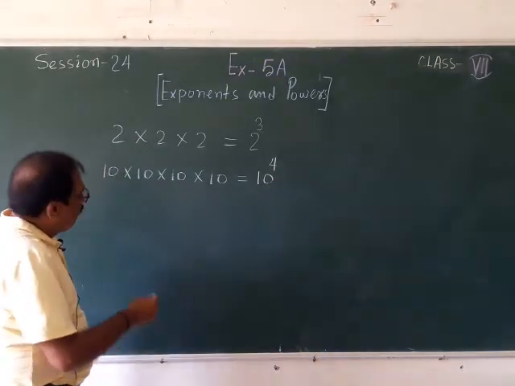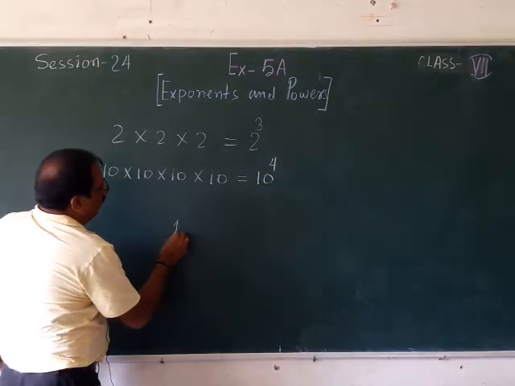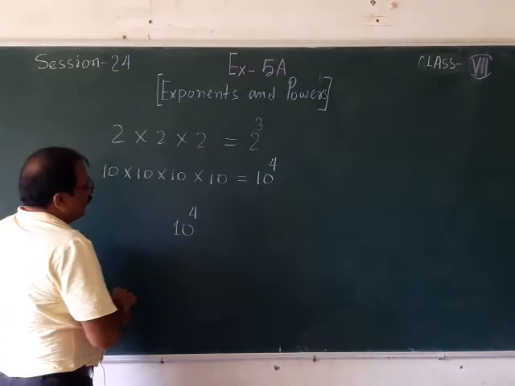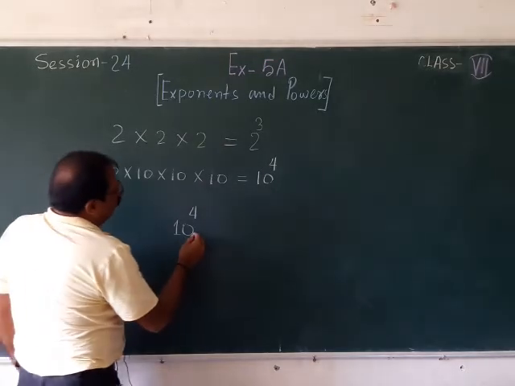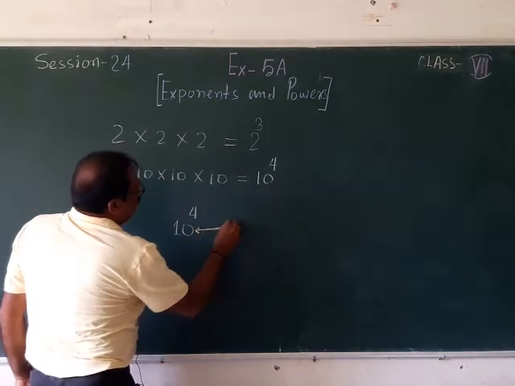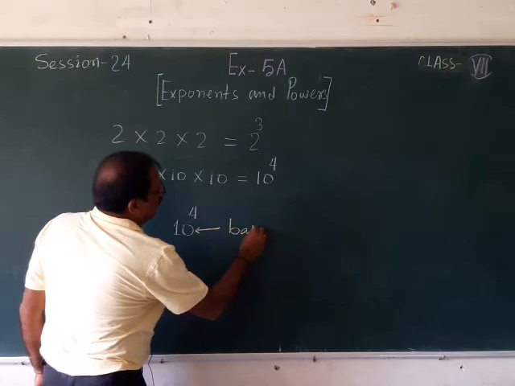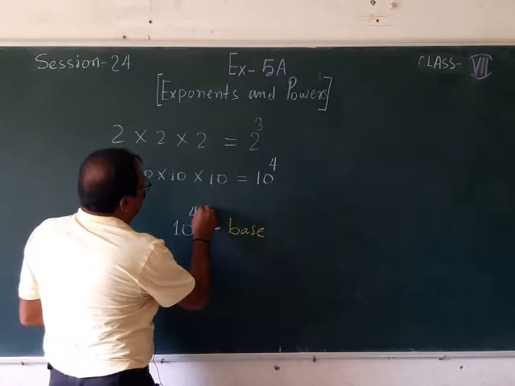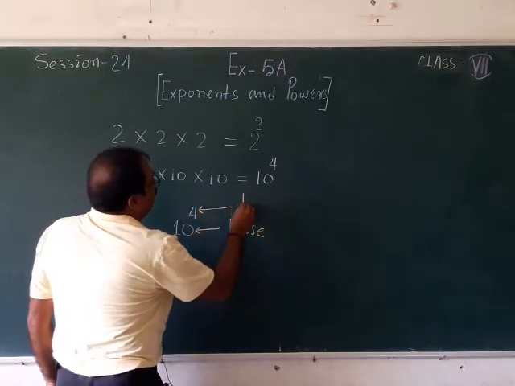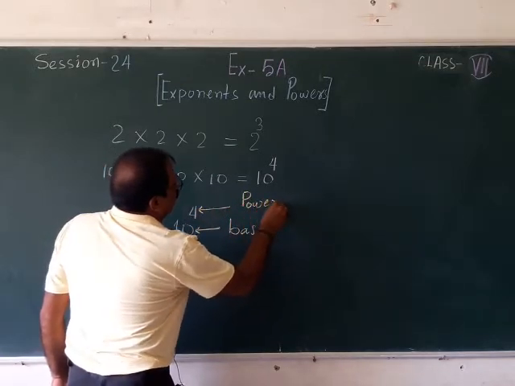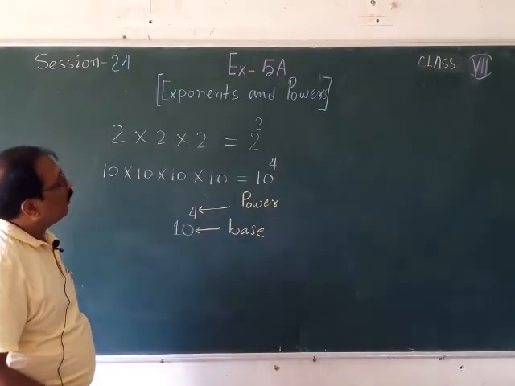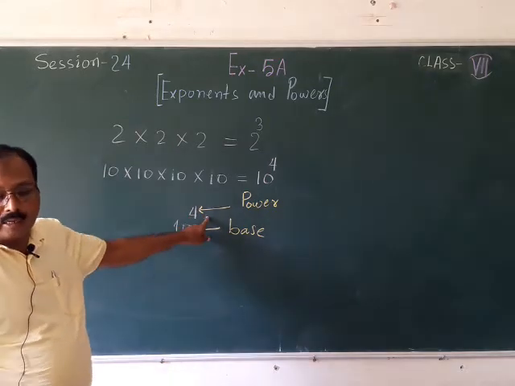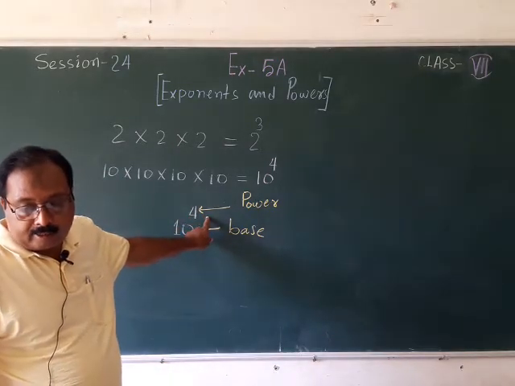Here, if I am writing 10 to the power 4, it means that 10 is called the base. What is 10 called? Base. And what is 4 called? 4 is called the power or exponent. So here 10 is called the base and 4 is called the power or exponent.